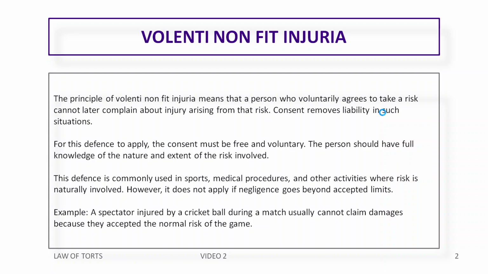For this defense to apply, the consent must be free and voluntary. The person should have full knowledge of the nature and extent of the risk involved. Mere knowledge of risk is not always enough. There must also be willingness to accept that risk. If consent is obtained by fraud, force, or mistake, this defense will not apply.